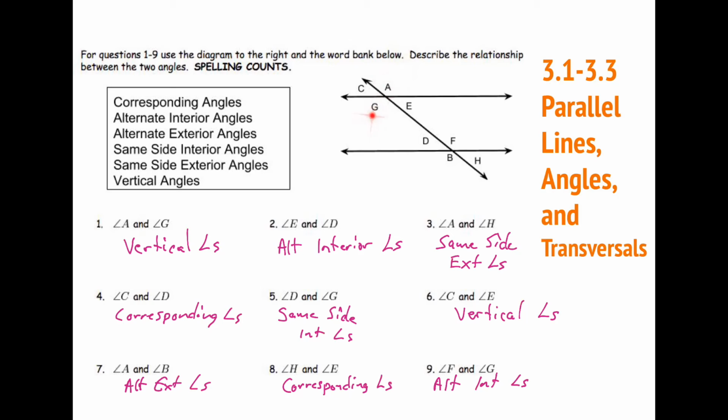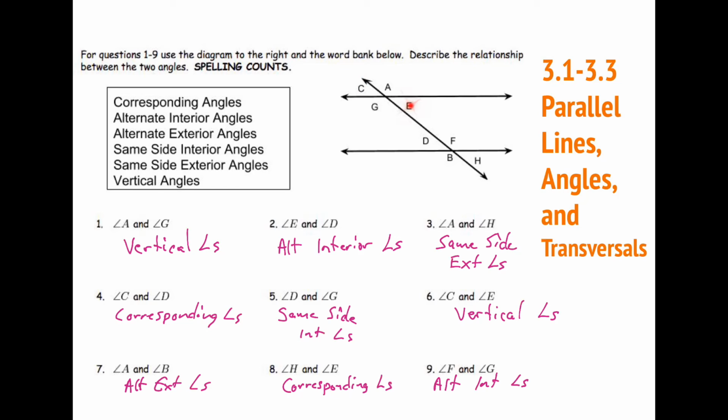So A and G, they're across from each other, so they're vertical angles. E and D, alternate sides of the transversal and interior to the pair of lines. Same side exterior angles for A and H. Okay, same side of the transversal, but then exterior of the parallel lines. Number 4, C and D. We have corresponding angles. Notice this one's top left, and this one is also the top left of those 4 angles, so they're corresponding. 5, D and G, angle D, angle G. Same side of the transversal, and interior inside the pair of lines, so same side interior angles.